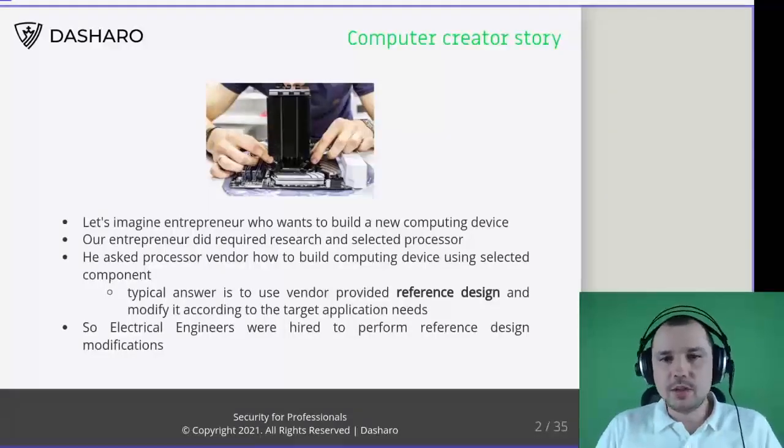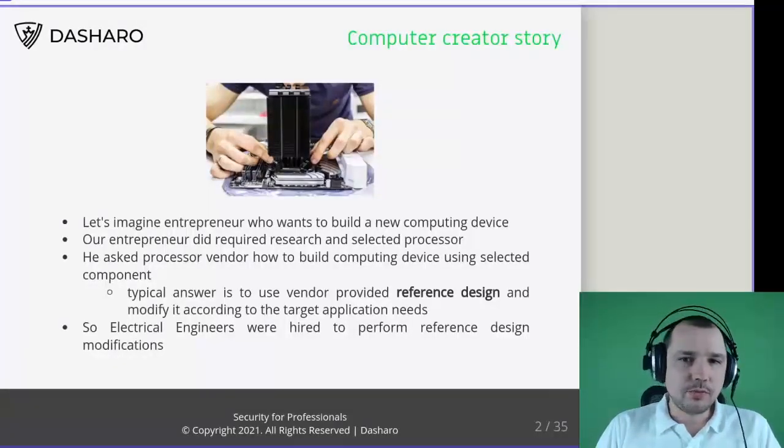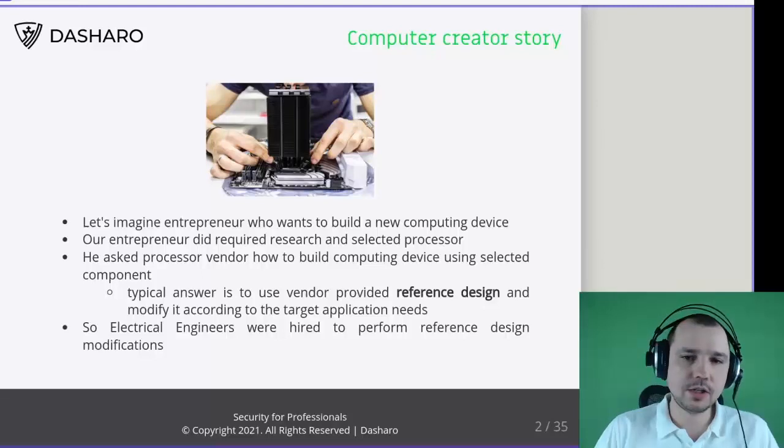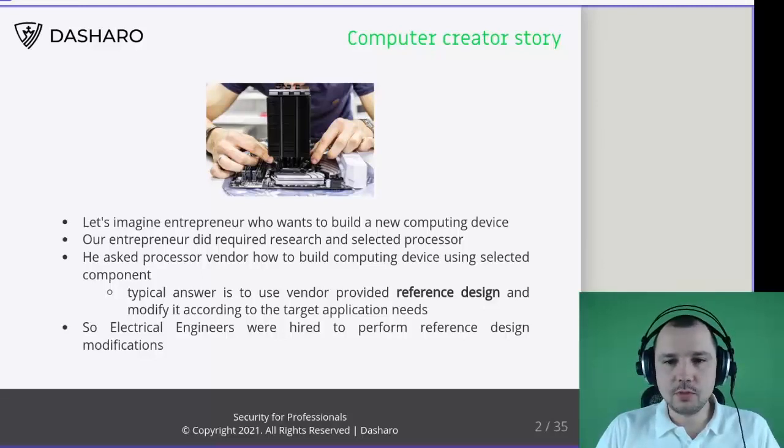Okay, so let's start with a short story. This is a story of a computer creator, an entrepreneur who wants to build a new computing device. Our entrepreneur did the required research and knows that the most important thing for the computer is selecting a processor, like selecting a CPU vendor and then maybe a model that meets the criteria of his computing device.